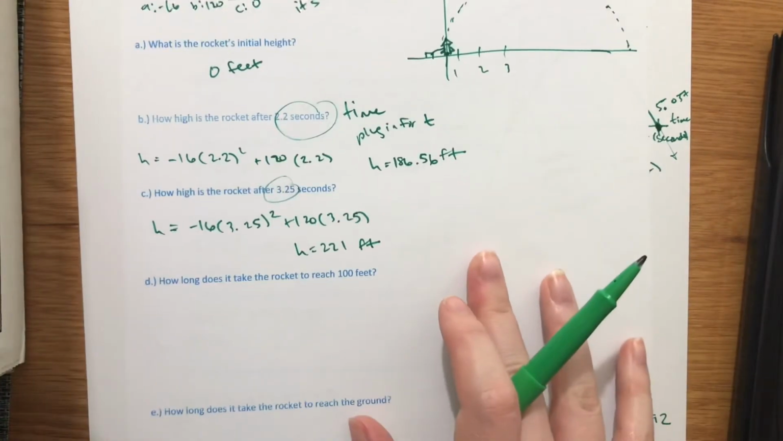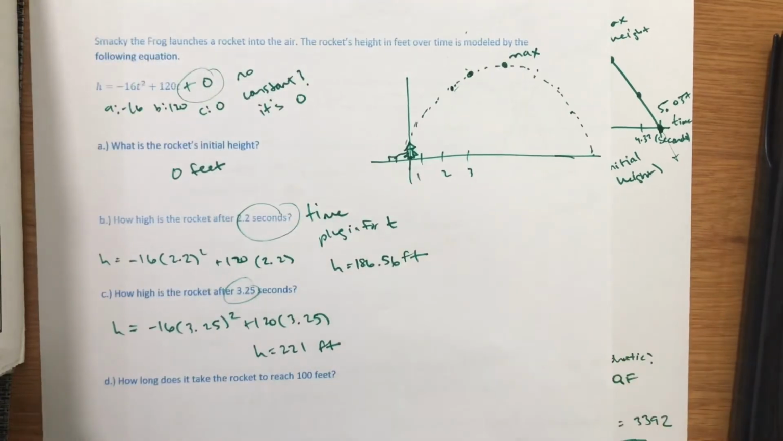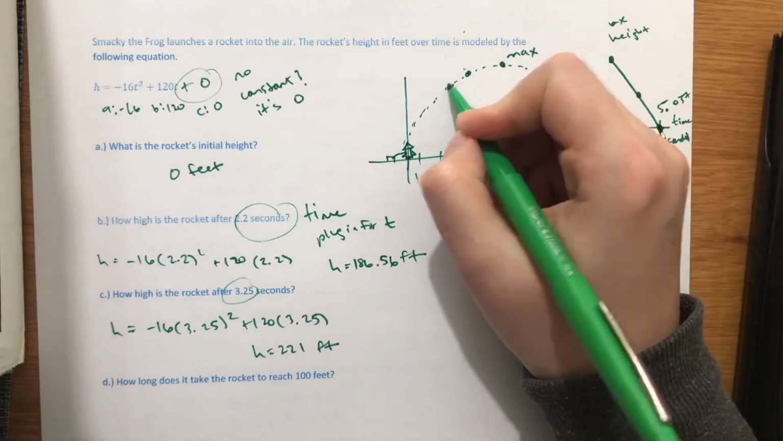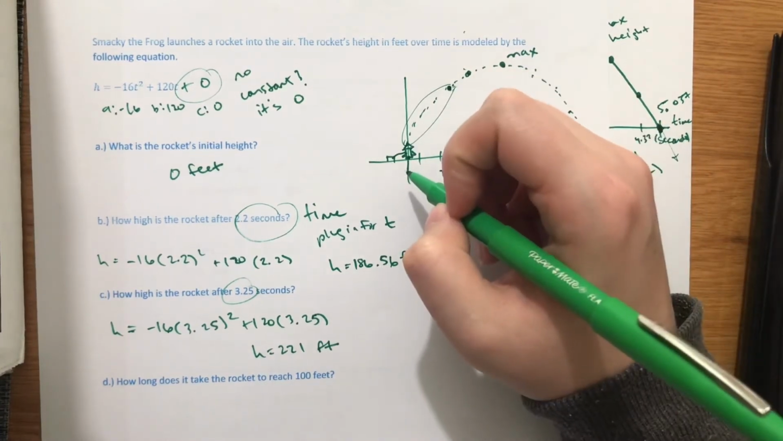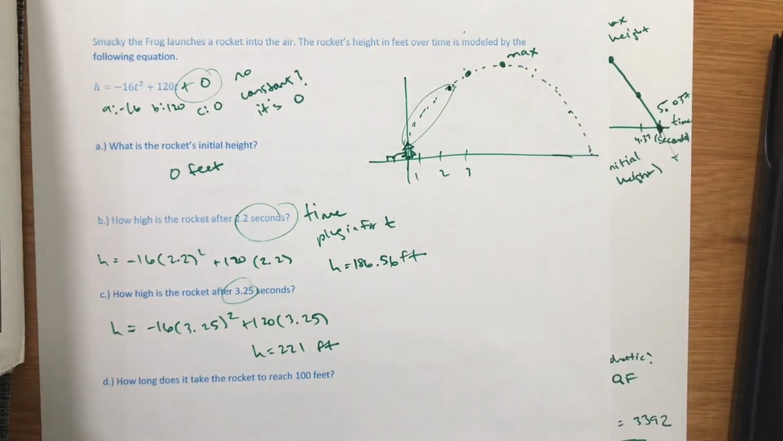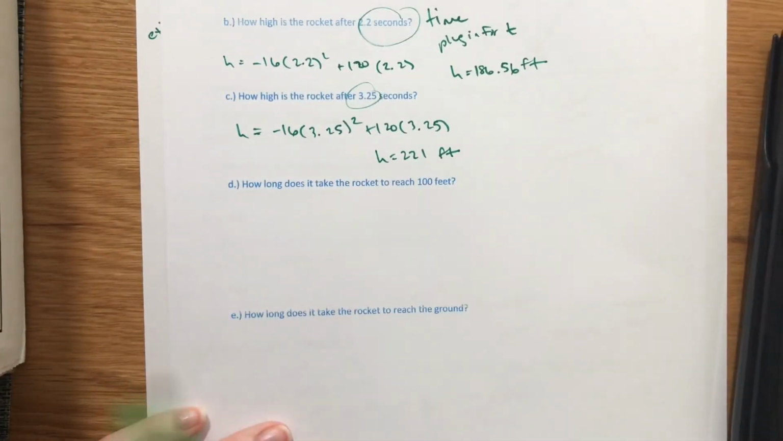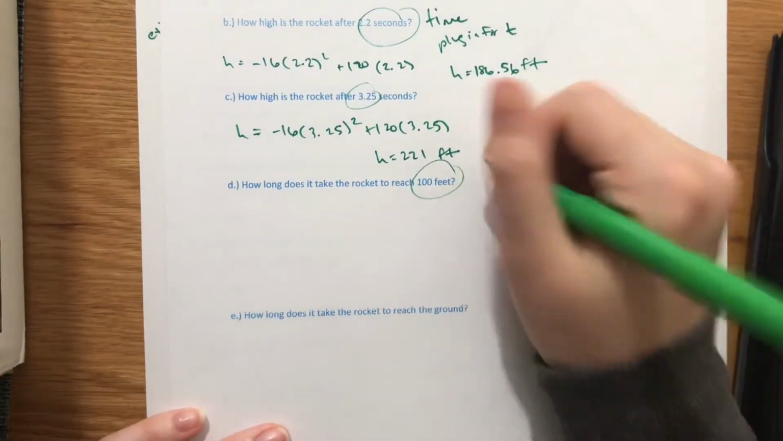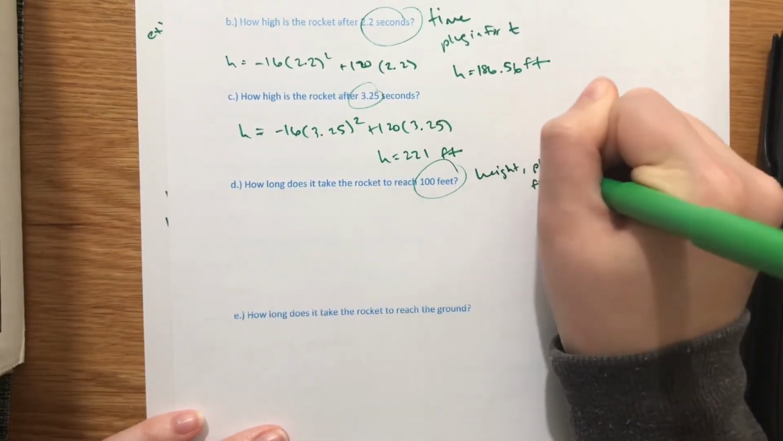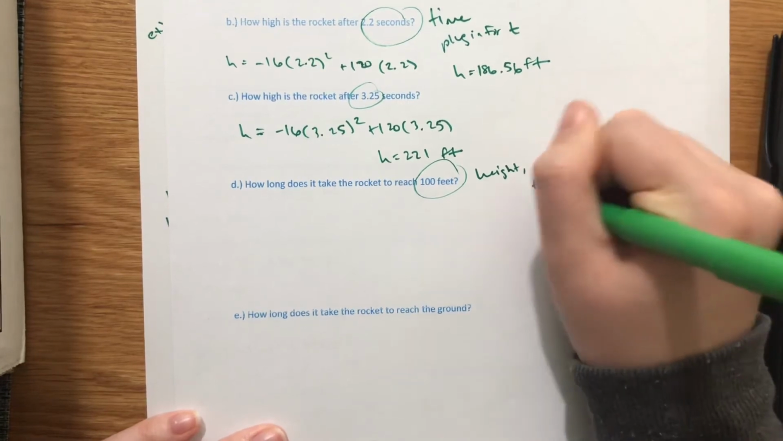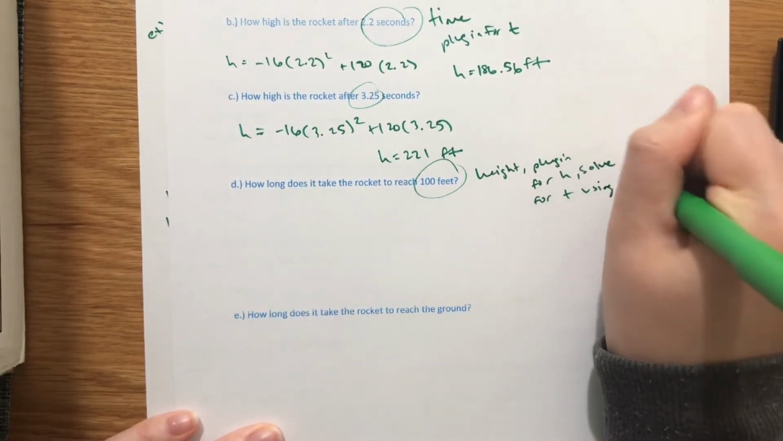How long does it take the rocket to reach 100 feet? So let's figure out, right here was 186 feet. So 100 feet is somewhere in here. So our time is going to be between 0 and 2, somewhere in there. So to figure out when it's a certain height, this is where the quadratic formula comes in. We set it equal to 100. This is a height, so plug in for h, and solve for t using the quadratic formula.